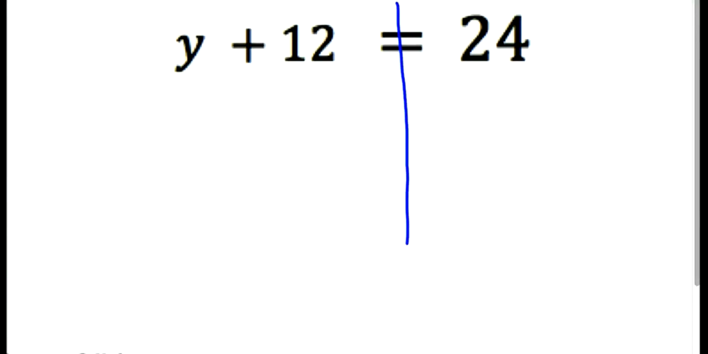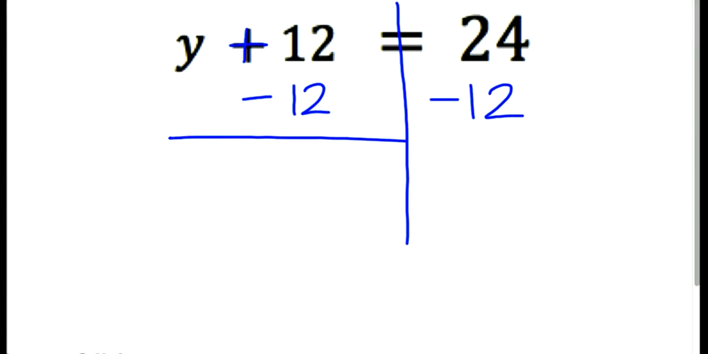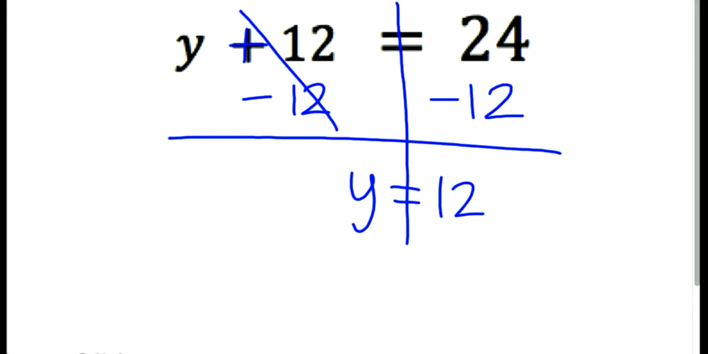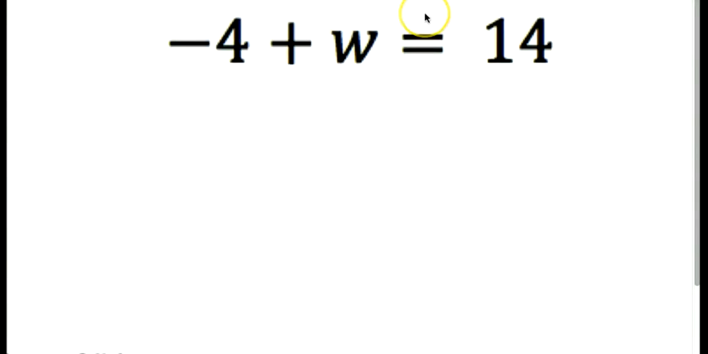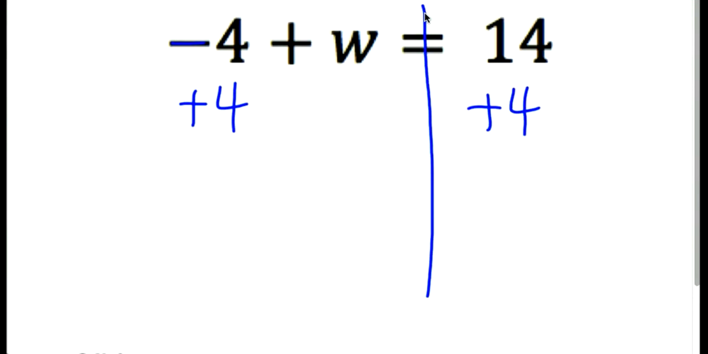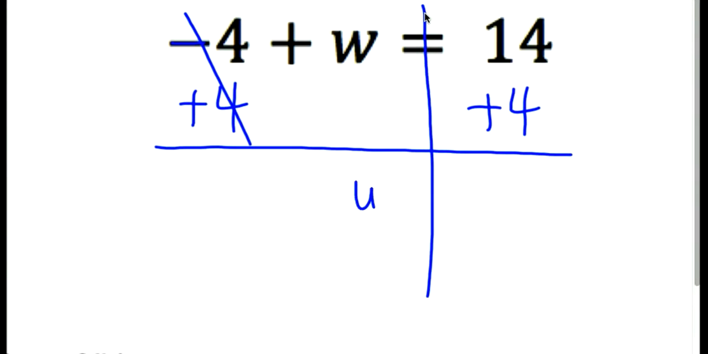Drawing my vertical line, the opposite of addition is subtraction. So I'm going to subtract 12 from both sides. A positive 12 and a negative 12 cancel out to equal y equals, positives win by 12. Drawing my vertical line, I'm looking at negative 4. The opposite of negative is positive, so I'm going to add 4 to both sides. My 4 on the left cancels, so I'm solving for W, and W equals 18.